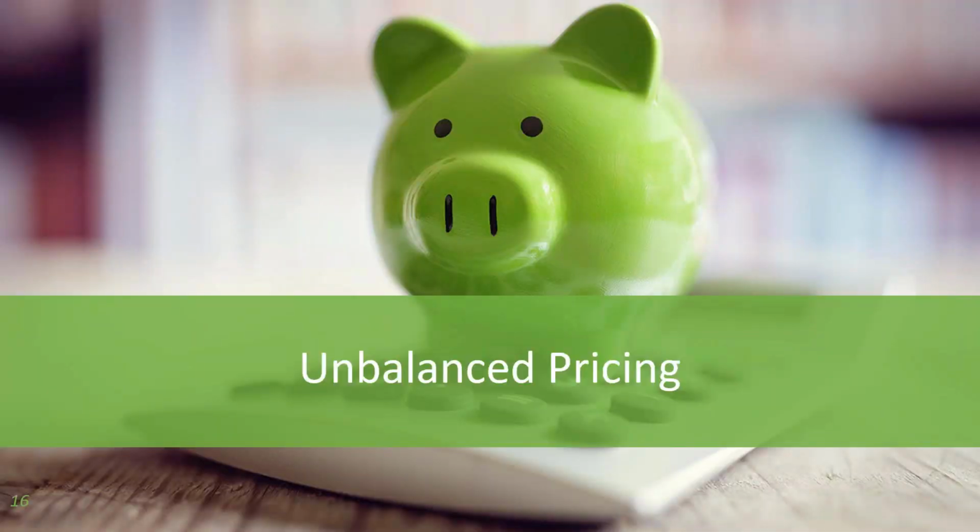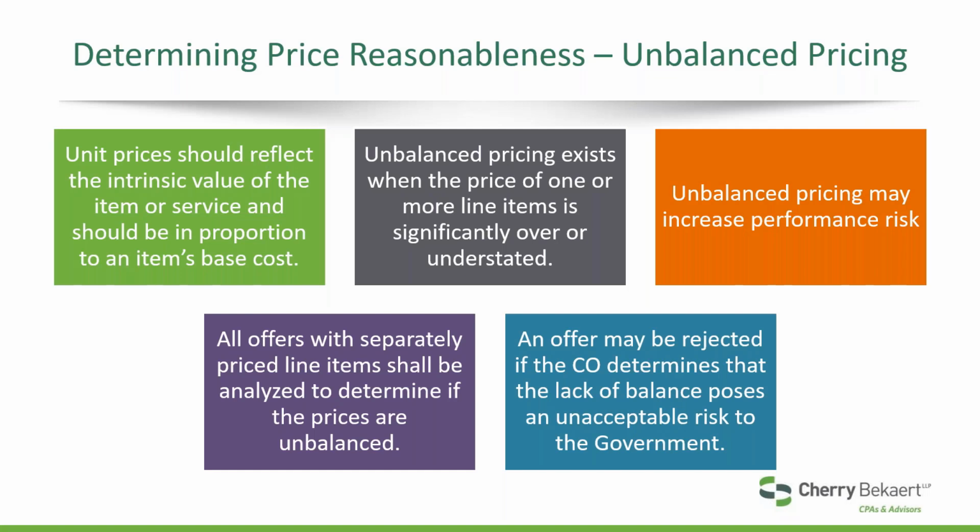Unbalanced pricing. Unbalanced pricing is where the price of one or more line items is significantly over or understated. And the issue with unbalanced pricing is it may increase performance risk. Basically, unit prices should reflect the intrinsic value of the item or service and should be in proportion to an item's base cost. Obviously, when you have unbalanced pricing, that is a little out of kilter, if you will, or out of proportion. All offers with separately priced line items shall be analyzed to determine if the prices are unbalanced, and this is true of every acquisition.